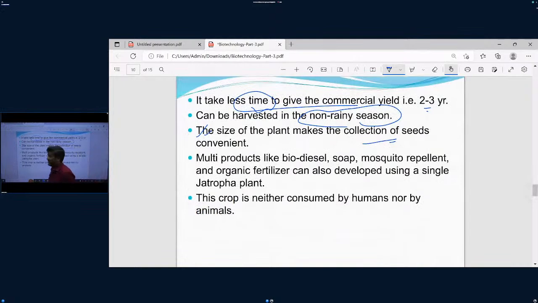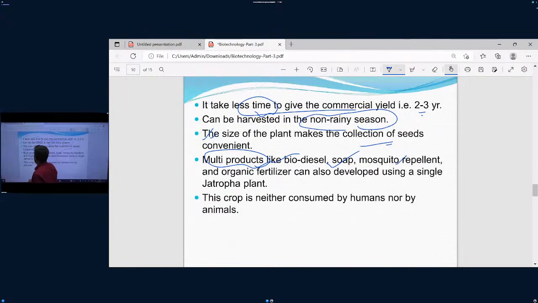Also, one of the important things is, from one particular plant you can produce multiple products like soap, mosquito repellent, and organic fertilizer also. So that's why this crop is very effective. You are not just getting the biofuel, you are getting other products also. So from one particular crop, it is helpful for making soap, mosquito repellent, organic fertilizer, and biofuel. So see the effectiveness of this crop.